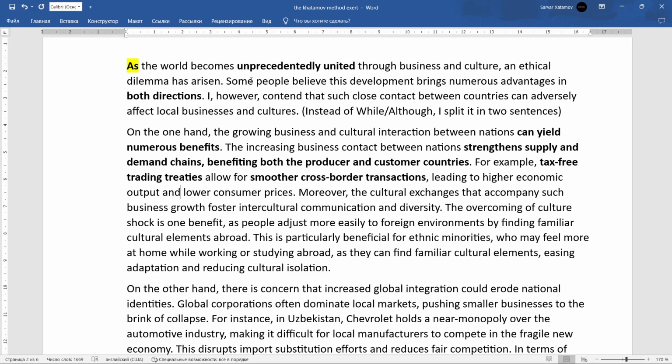Leading to higher economic output, again, and lower consumer prices, again. See how many complex noun phrases I have used in this sentence alone. Moreover, the cultural exchange that accompanies such business growth. Exchanges, oh, okay. Exchanges, okay. Intercultural communication and diversity.